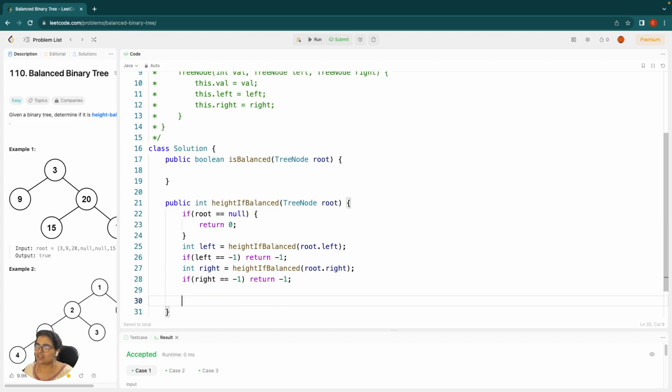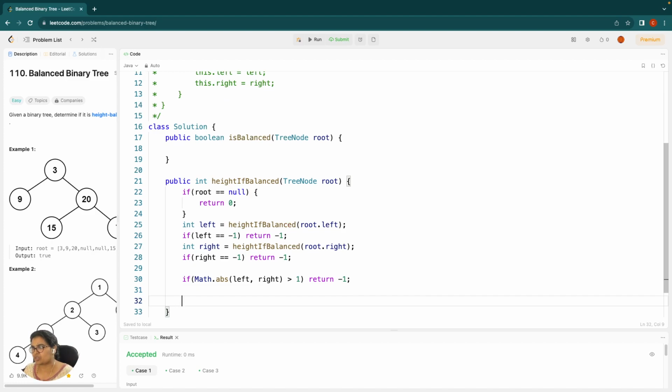Okay. So now both of them are not minus 1. Then we take the absolute difference of left comma right, and if it is greater than 1, then we return minus 1. Okay. So math.absolute is an inbuilt function which does the absolute value for us. So now even this didn't happen. That means the tree is balanced, which means we have to return the normal height. Normal height is max of left comma right, whatever is max, plus 1. Again math.max is an inbuilt function.